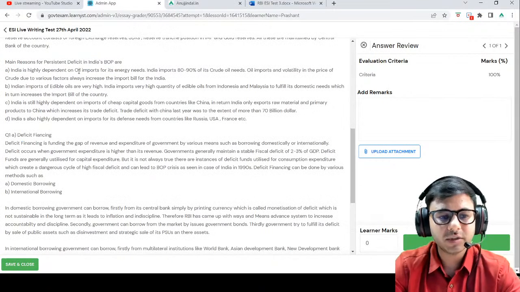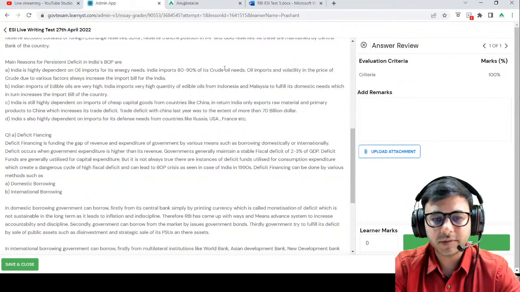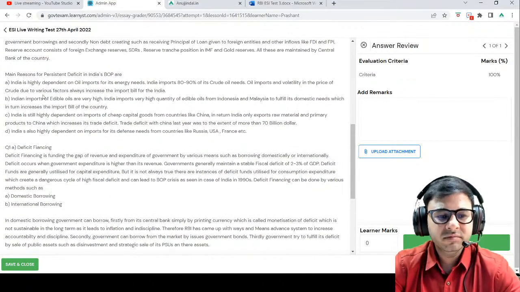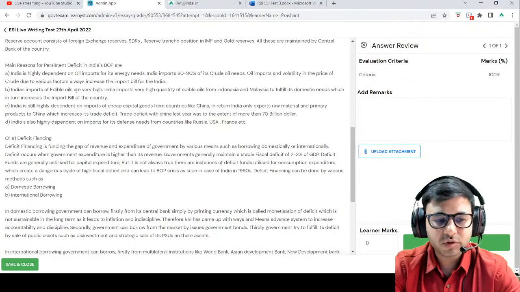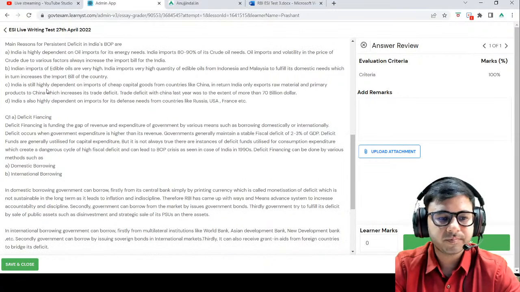Main reasons for persistent deficit in India's BOP. India is highly dependent on oil imports for its energy needs. India imports 80 to 85%, 80 to 90% of its crude oil needs. Oil imports and volatility in the price of crude due to various factors increase the import bill. India's imports of edible oils, from Indonesia, Malaysia, yes.